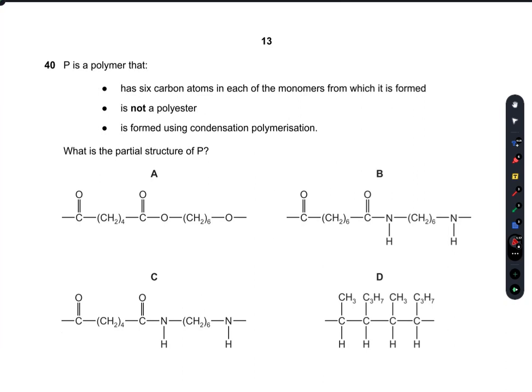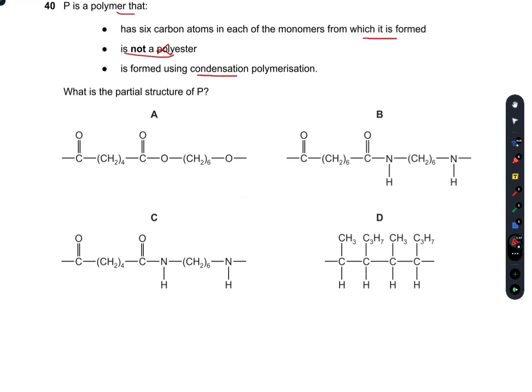P is a polymer that has 6 carbons in each of the monomers from which it is formed. It's not a polyester, it is formed using condensation polymerization. What is the partial structure of P? So it has 6 carbon atoms. D is definitely incorrect because it has 8 carbons. In B, we can see that this is a structure of a protein, and proteins are formed by condensation polymerization, I guess. So B is also incorrect.